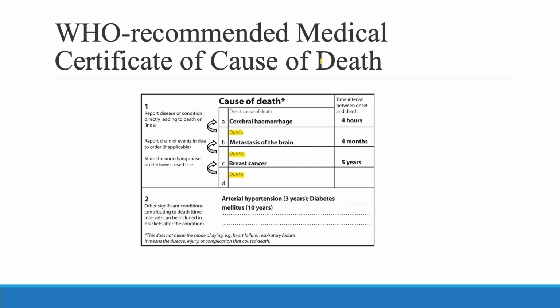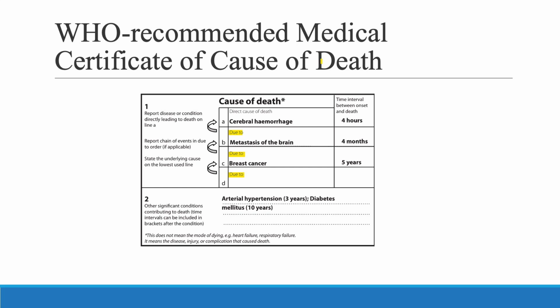Before going any further, it's important to remember how relationships between causes of death are demonstrated on the medical certificate of cause of death as recommended by the WHO. On this slide is a snip of a medical certificate of cause of death as per the recommendation of the WHO. The instructions for certifiers are to enter in ascending order the causal sequence of events that led to the immediate or direct cause of death, with the underlying cause reported alone on the lowest used line of Part 1.